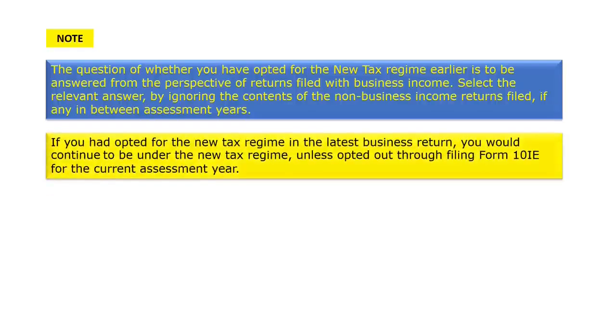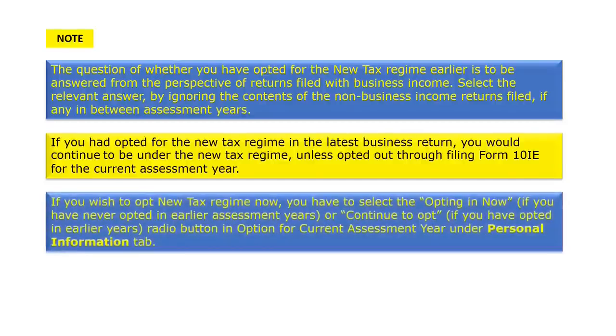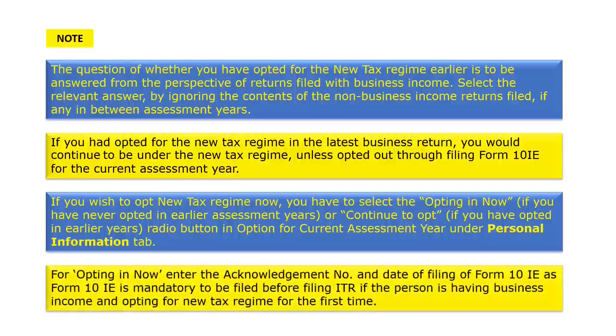If you had opted for the new tax regime in the latest business return, you will continue to be under the new tax regime unless opted out through filing Form 10IE for the current assessment year. If you wish to opt new tax regime now, you will have to select opting in now. But if you had ever opted earlier, you are required to select continue to opt radio button in the filing section under personal information tab. For opting in now, enter the acknowledgement number and date of filing Form 10IE, as Form 10IE is mandatory to be filed before filing income tax return if the person is having business income and opting for new tax regime for the first time.